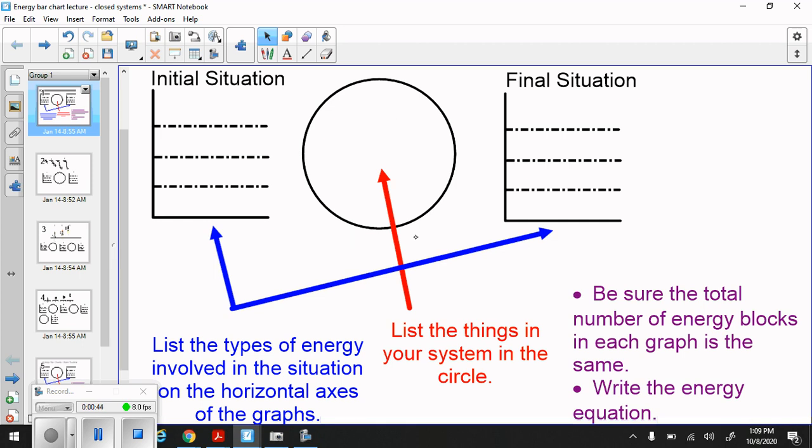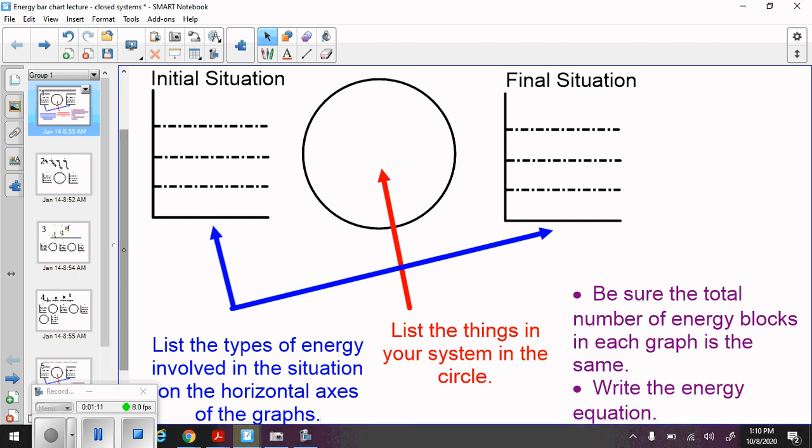You're going to have a circle. The circle is going to represent the system, and you will list the things that are in your system in the circle. And then you'll have your final situation where you think about the energy that's there in the final situation, and you draw the bars. So it's very important to make sure that the total blocks of energy that you have in the initial situation is equal to the final situation. So if you have 4 blocks of energy here, you need to have 4 blocks of energy here.